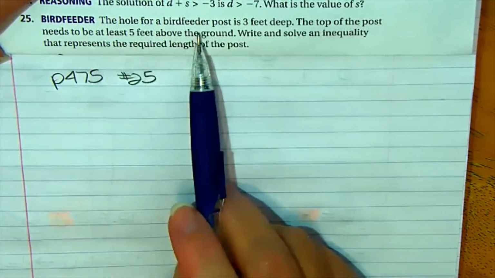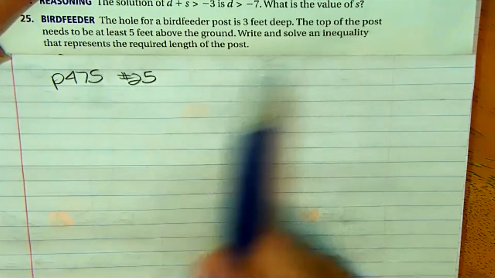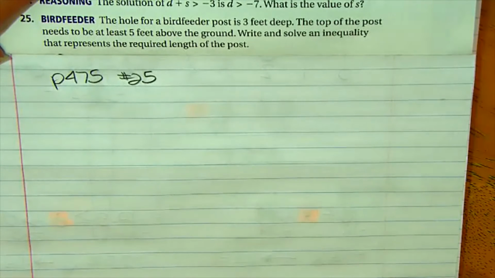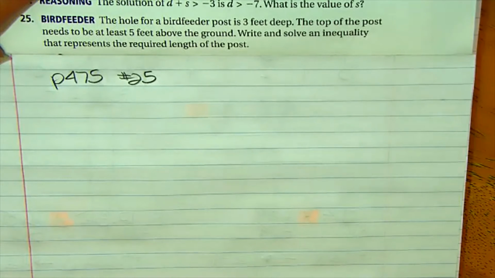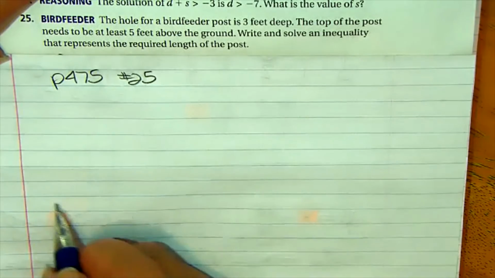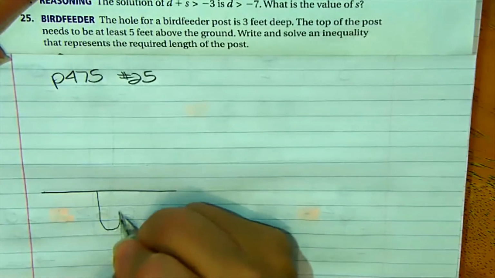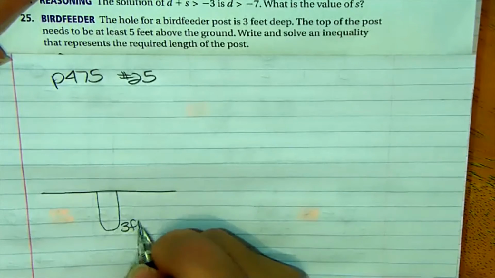The hole for a bird feeder post is 3 feet deep. The top of the post needs to be at least 5 feet above the ground. Write and solve an inequality that represents the required length of the post. Okay, first of all, I'm going to draw a picture. So here's my ground. Here's a hole in the ground that's 3 feet.